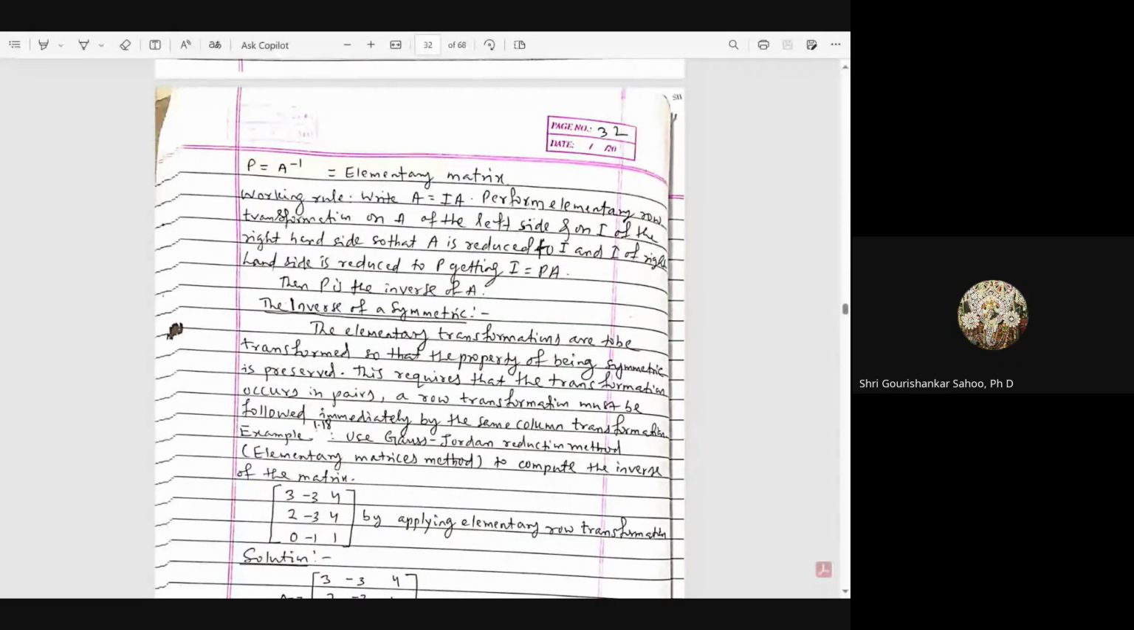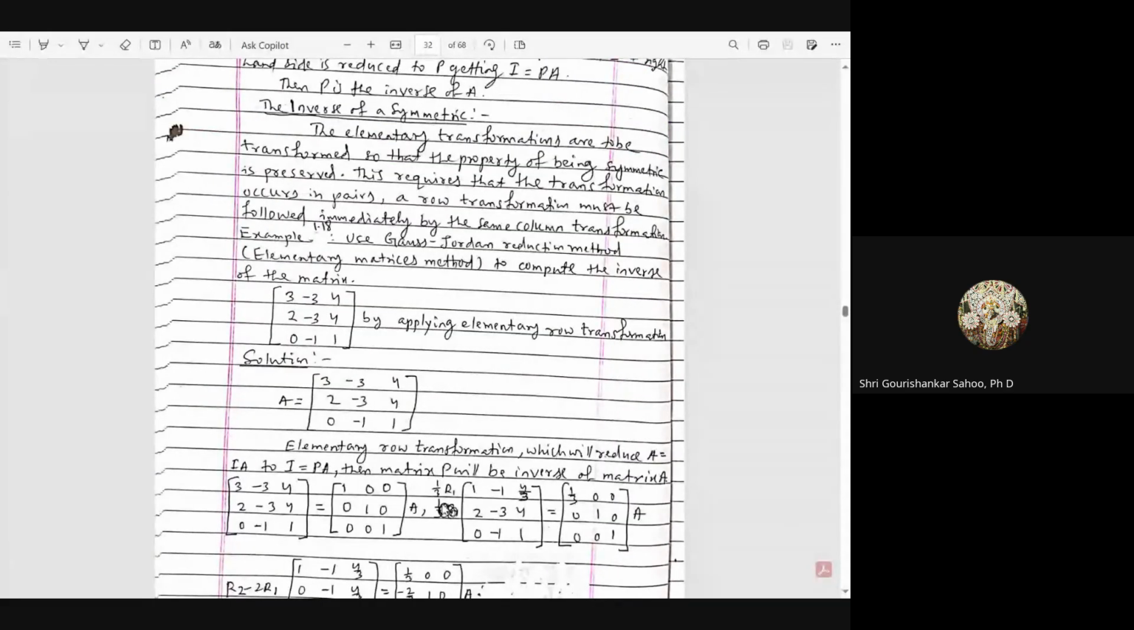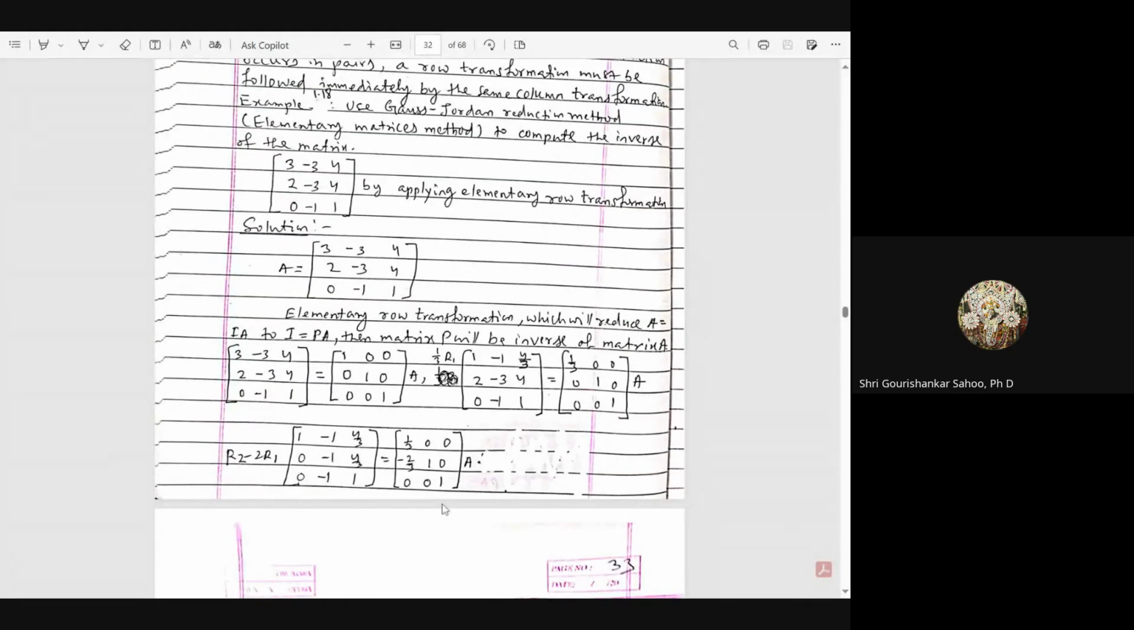This requires that the transformation occurs in pairs. So use Gauss-Jordan reduction method to compute the inverse of the matrix minus 3, 4, 2, minus 3, 4, 0, minus 1, 1 by applying elementary row transformation. The solution is shown on the screen.